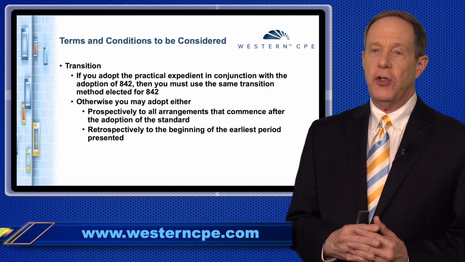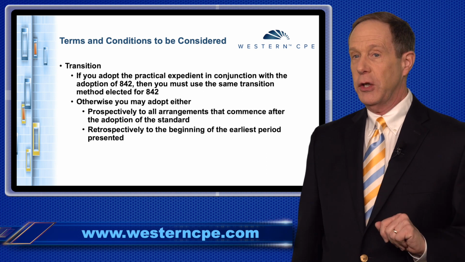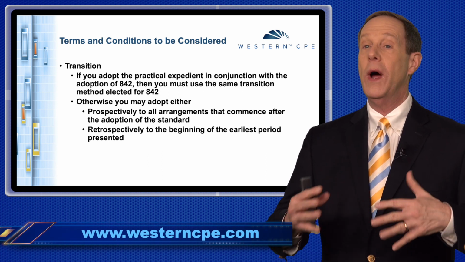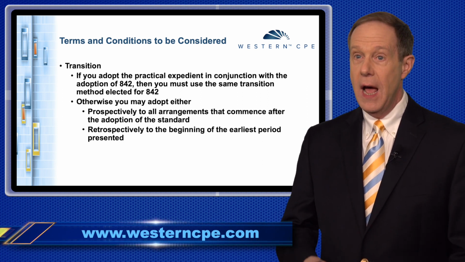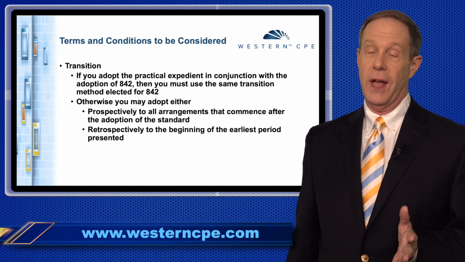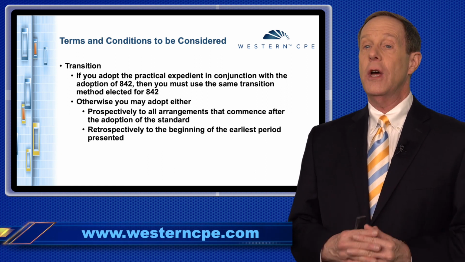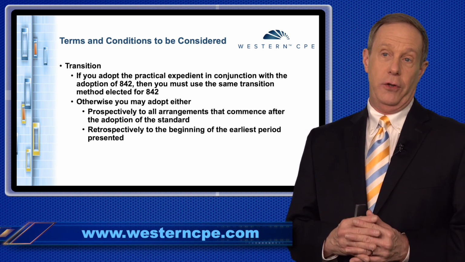So for those of you with the doctor leasing to the practice and that kind of scenario, you might want to get something written up to cover yourself on that. So for transition, if you adopt the practical expedient in conjunction with the adoption of 842, in other words, when you actually put in the new lease standard, then you must use the same transition method that you elected for 842. Otherwise, you may adopt either of these two items.